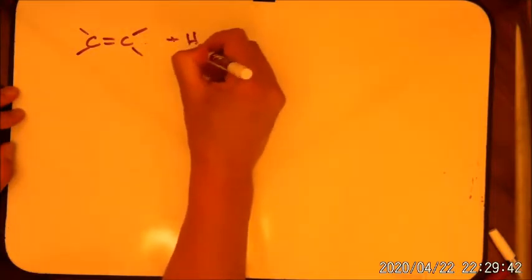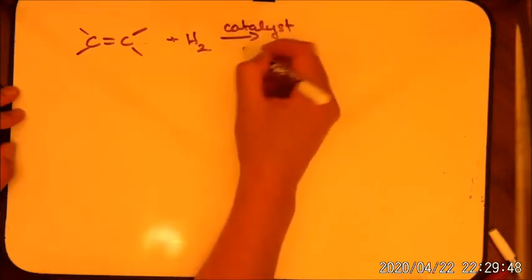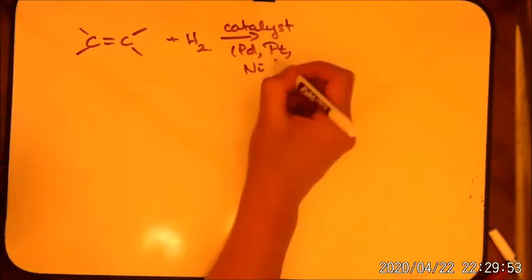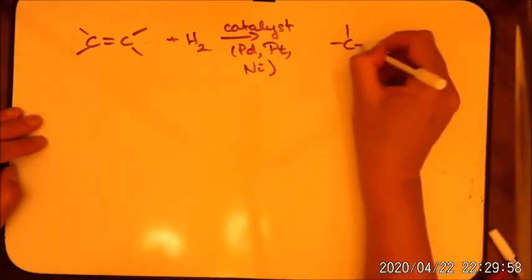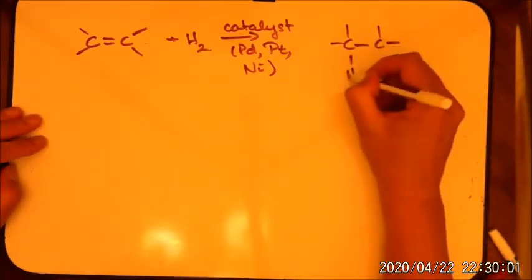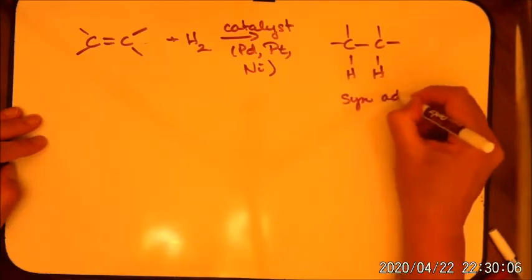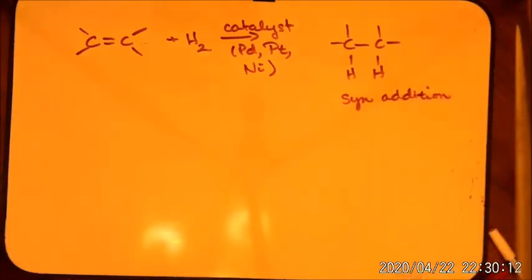Okay, so these reactions, we have hydrogenation, okay, and you need a catalyst. Remember, it could be palladium, it could be platinum, it could be nickel. Alright, and you just add hydrogens across your double bond. Remember, this is a syn addition. Okay, then we did carbenes.